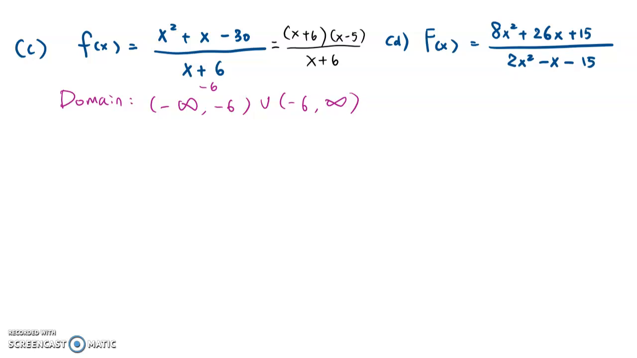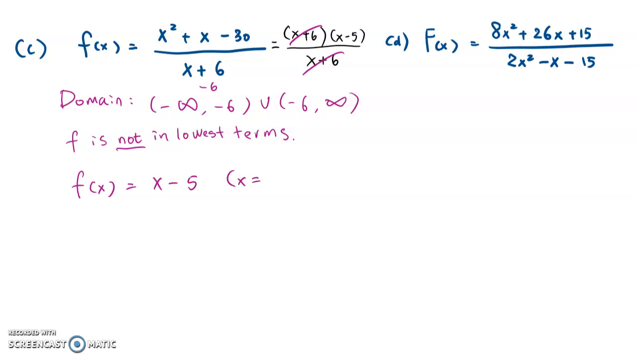Okay, now let's see if f is in lowest terms. It's pretty obvious it is not in lowest terms because the numerator and the denominator have a common factor of x minus 6. So we can cancel it out. So that means our original function f can be simplified as x minus 5 under the condition that x cannot be equal to negative 6.